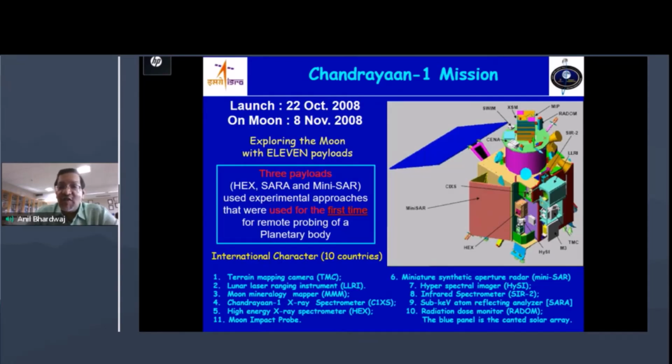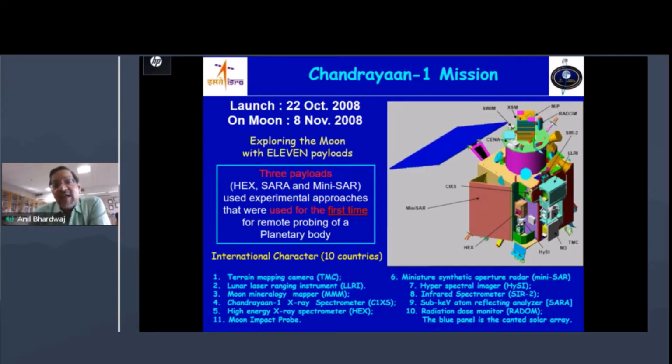So the Chandrayaan-1 mission is the first Indian lunar mission, a mission to explore the moon. Chandrayaan: Chandra and Yaan. Chandra means moon and Yaan means spacecraft, and that's how the word Chandrayaan comes. And this is a mission which was launched in 2008, almost 13 years back, right? After launching on 22nd of October, we reached the moon on 8th of November 2008.